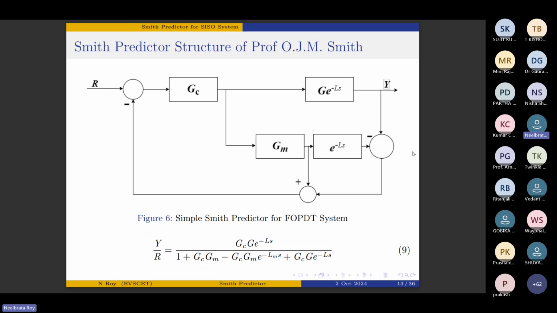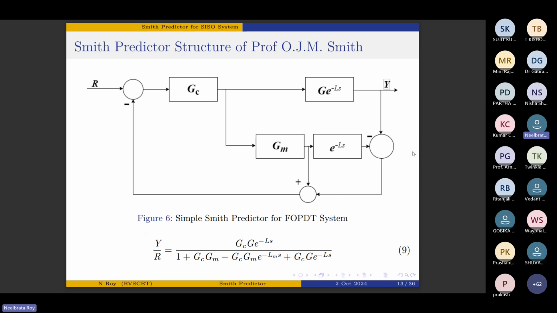In case G is equal to GM and L is equal to LM, we can see that in equation number 9 there is no delay in the transfer function. GC into G to the power LS by 1 plus GC GM, there is no delay in the transfer function. The delay has been eradicated from the transfer function, which is one of the important properties of a Smith predictor.